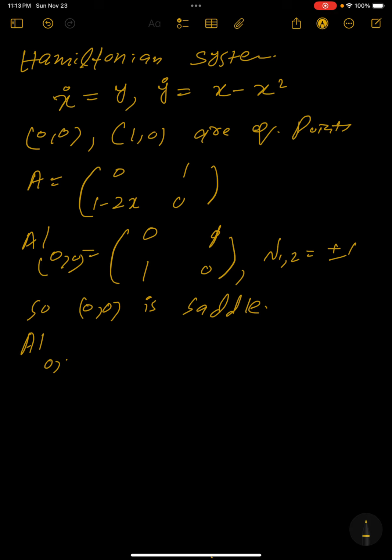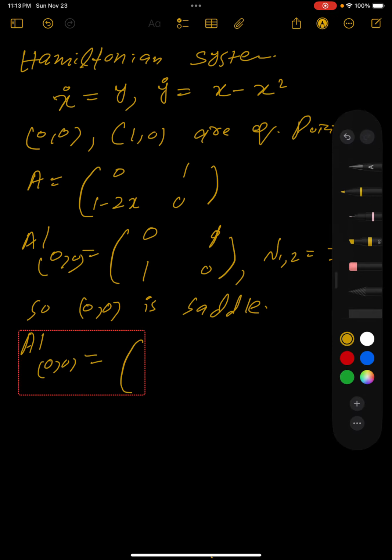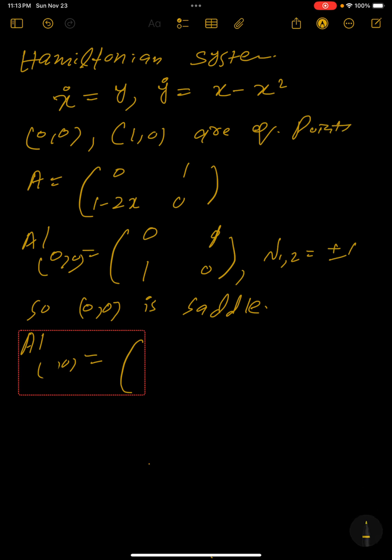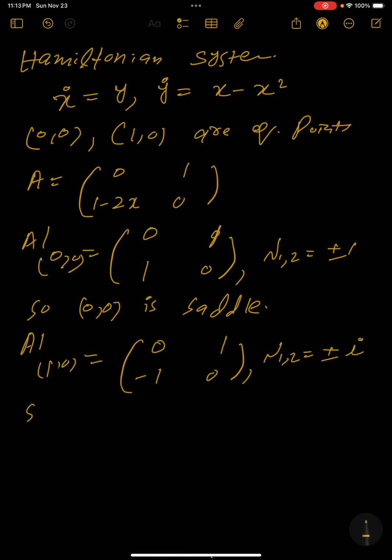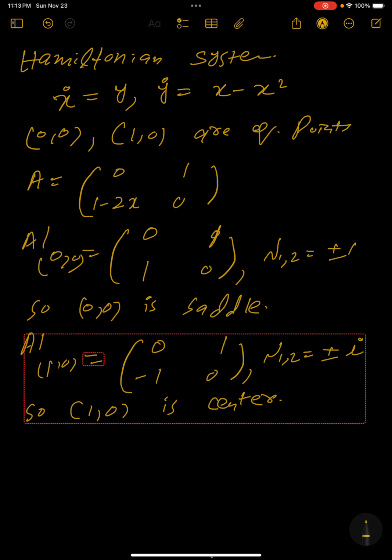We know that this is unstable. But if we see the other equilibrium point, which is 1 0, then we know that this is 0 1 minus 1 0 and lambda 1 2 is plus minus iota, so 1 0 is a center, and because the real part is 0, we cannot determine the stability. In other words, we can say the center can be stable or unstable, but how?